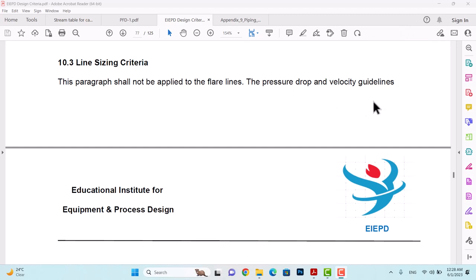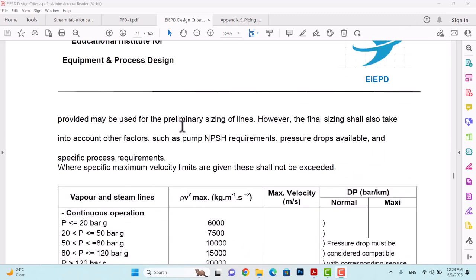The pressure drop and velocity guidelines provided may be used for the preliminary sizing of lines. However, final sizing shall also take into account other factors such as pump and PSH requirements, pressure drops available, and specific process requirements or demands. Where specific maximum velocity limits are given, this shall not be exceeded. Right now, if you are a junior process engineer and you are learning this line sizing criteria for the first time, you might not understand the meaning of this sentence. It is an extremely crucial sentence. Later, when you are involved in real practices, in real projects, you're going to understand the meaning of these sentences.